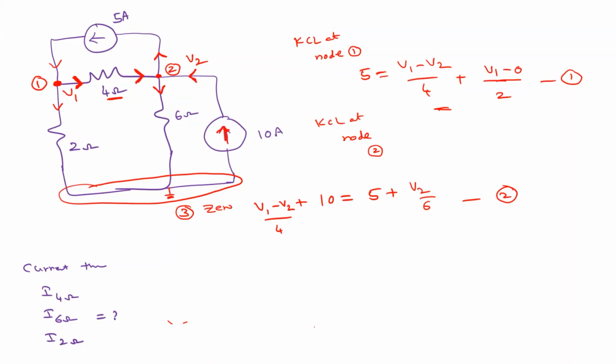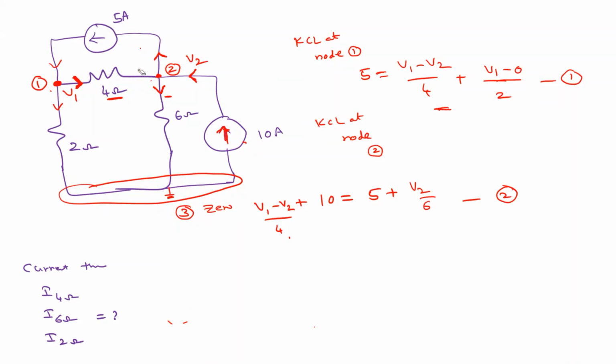So now what are the outgoing currents here? This 5 is an outgoing current, and V2 by 6 is the outgoing current. And what is the current here? V1 minus V2 by 4 plus this 10 amperes. These two are the incoming currents. Now agree? Yes. Right.